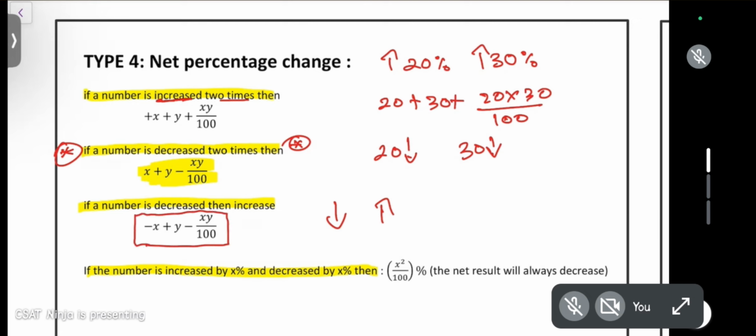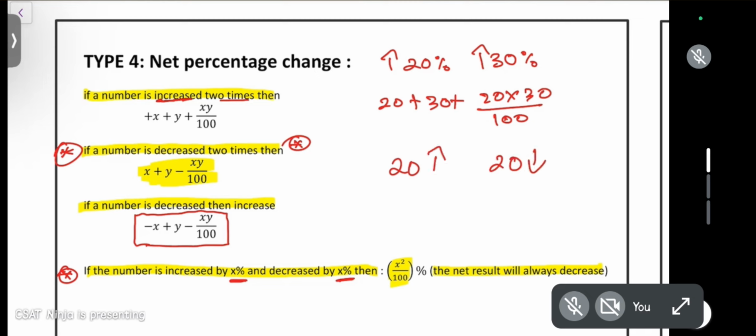Again, the last one, this formula is also important. If a number is increased by x% and then decreased by x%, then the formula is x squared divided by 100. Then remember, the net result will always decrease. So I'll take an example. If a number is increased by 20% and then decreased by 20%, then the formula is 20 whole square divided by 100. So with that you will get the answer.